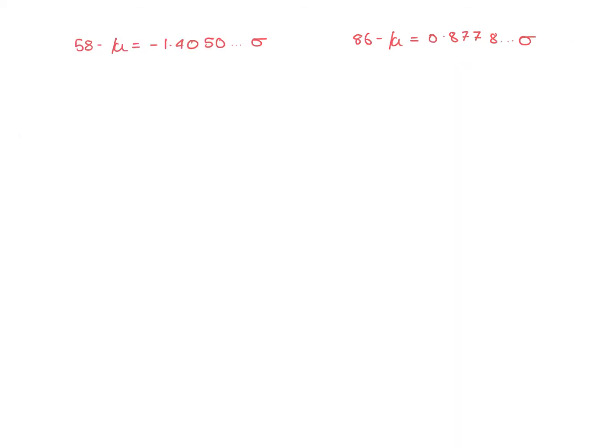So here are my simultaneous equations. I'm going to use the graphical calculator to solve these, but first of all I need to do a little bit more manipulation here. So I'm going to rewrite this as mu minus 1.4050 sigma equals 58, and then I'm going to rewrite this one as mu plus 0.8778 sigma equals 86. Now the graphical calculator has a simultaneous equations solving feature, so we're going to use that.